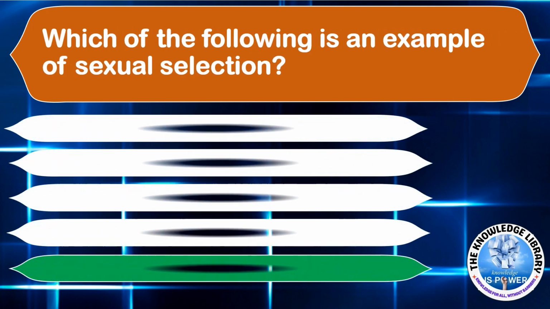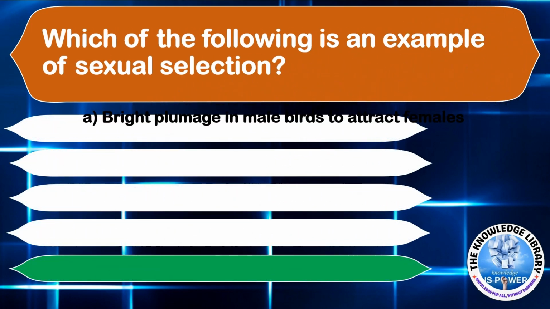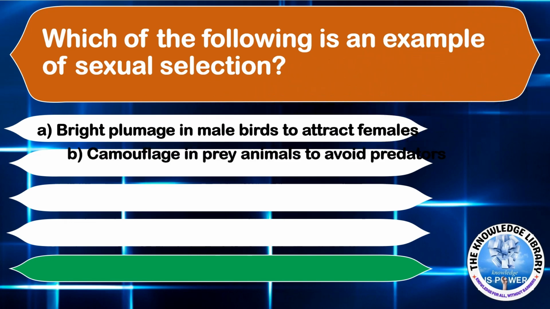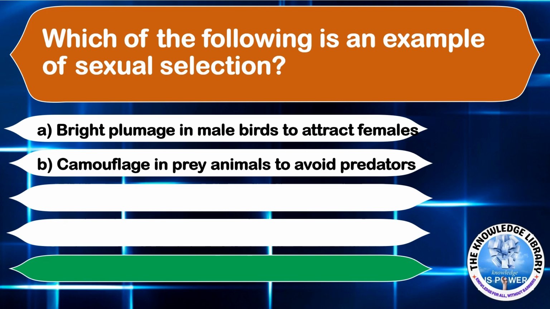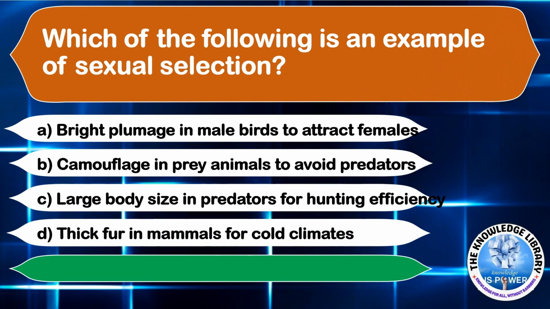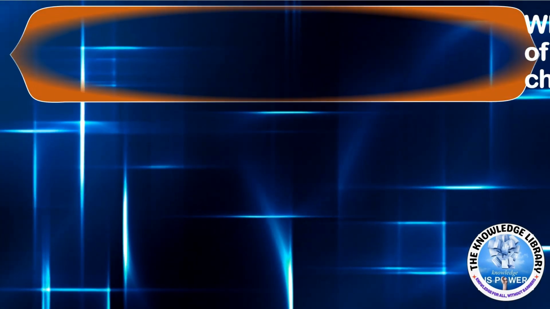Next question is, which of the following is an example of sexual selection? Option A, bright plumage in male birds to attract females. Option B, camouflage in prey animals to avoid predators. Option C, large body size in predators for hunting efficiency. Option D, thick fur in mammals for cold climate. Answer is option A.